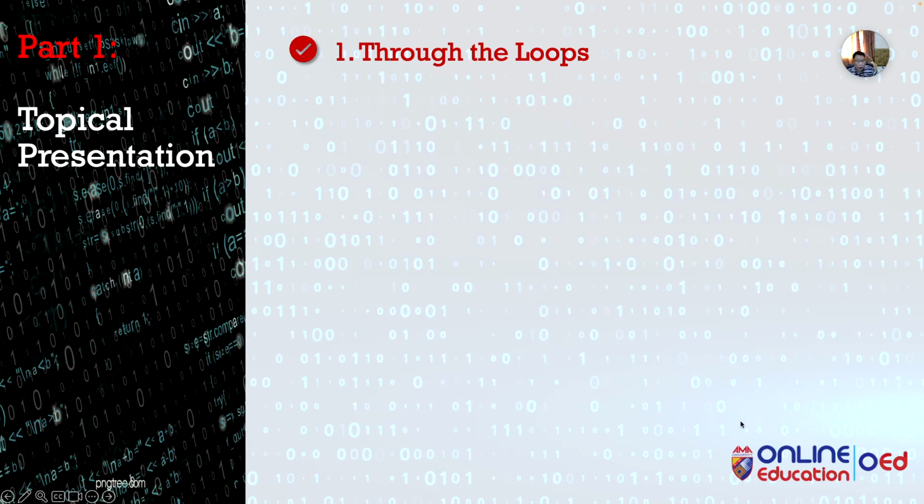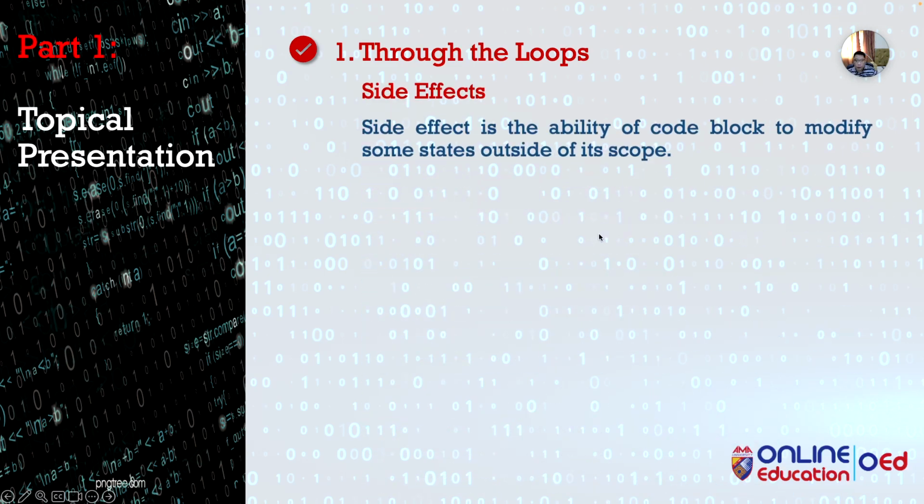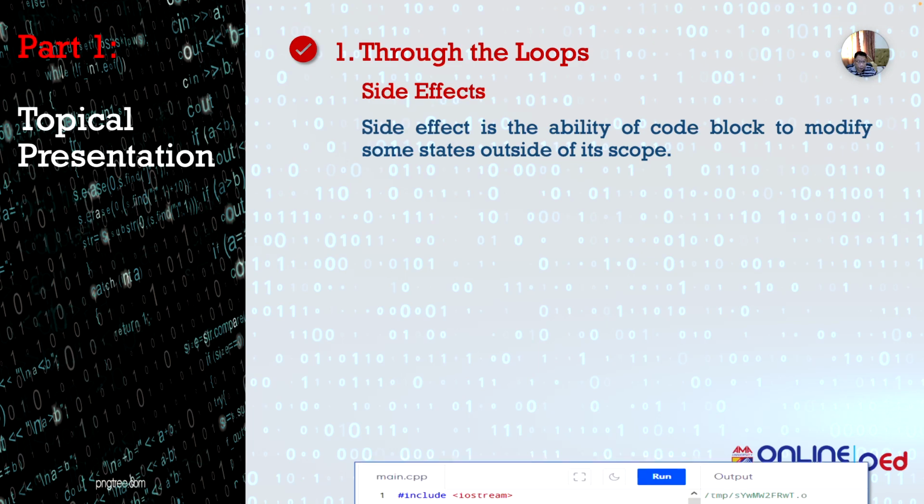Another reason why loops are frowned upon in the functional programming community is that they are able to have side effects. Side effects are the ability of a code block to modify some state outside its scope. We can see this in our previous example of while and do-while loops, wherein the iterators are defined outside the loop and modified inside the loop. But imperative for loops, or imperative loops in general, can affect not only the iterator, but also other state.